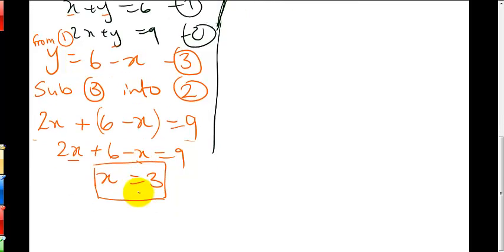The whole point of this is to find x and y. But you know y is 6 minus x. I'll write it again. From 3, we know that y is 6 minus x. But then what's x this time?